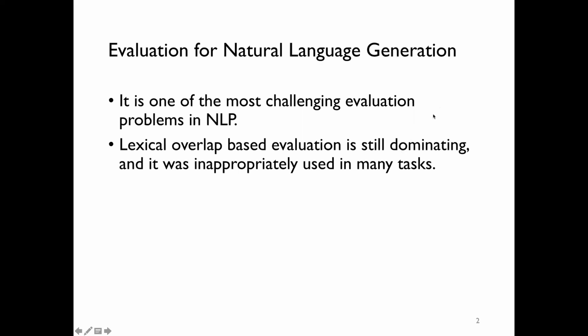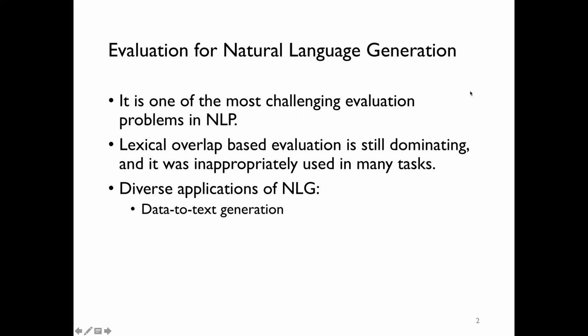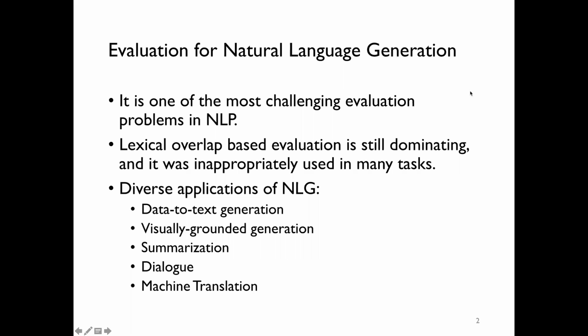The other thing is that there's this diverse nature of all these downstream NLG problems. For example, data to text generation. We also have visually grounded generation problems like image captioning, video captioning, and there's summarization, dialogue, and of course machine translation. If you look at all these different applications, there are a lot of differences among these different tasks. And how is that difference actually influencing the evaluation? Well, that's a very interesting thing that we'll talk about today.